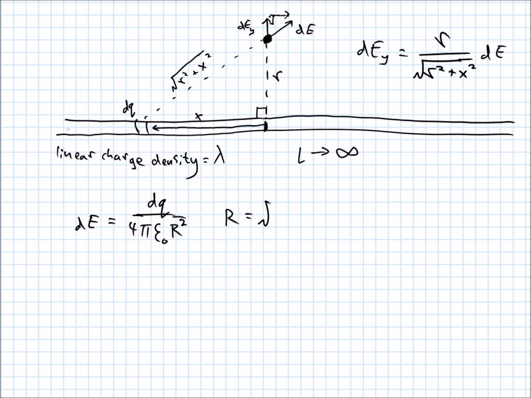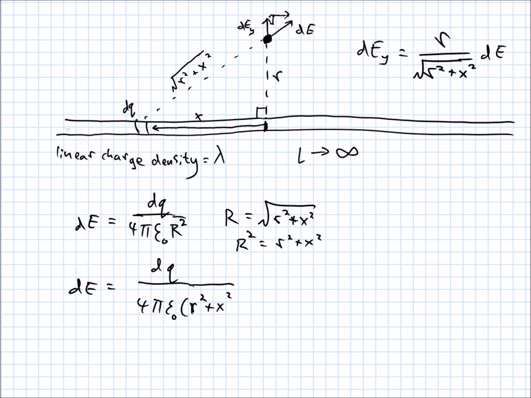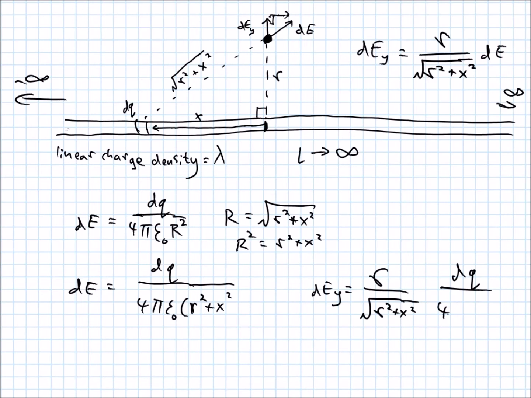So r is equal to the square root of r squared plus x squared, and so r squared is equal to that. All right, so that's what actually goes in our equation. dE equals like that. Okay, so that's dE. We mentioned before how we can get dEy, right? So dEy is equal to r over the square root of r squared plus x squared times dE.